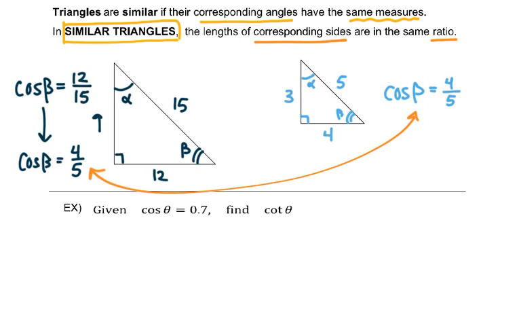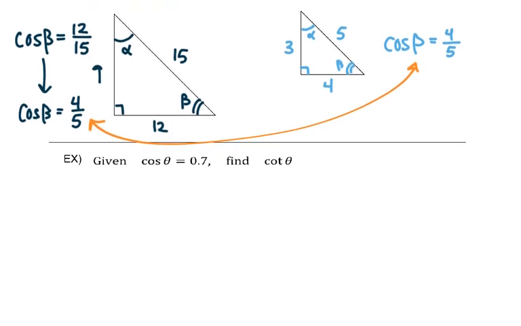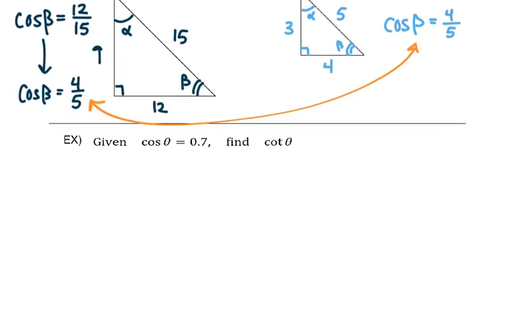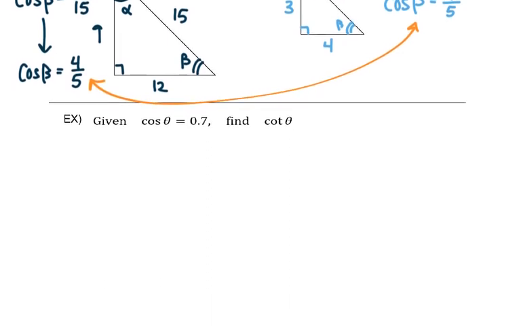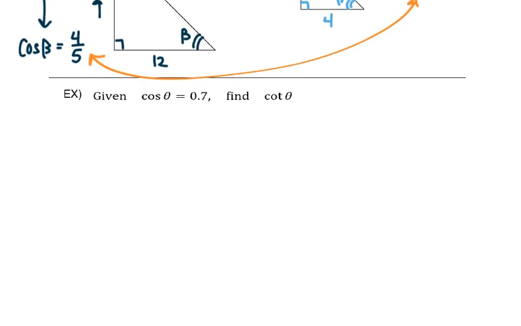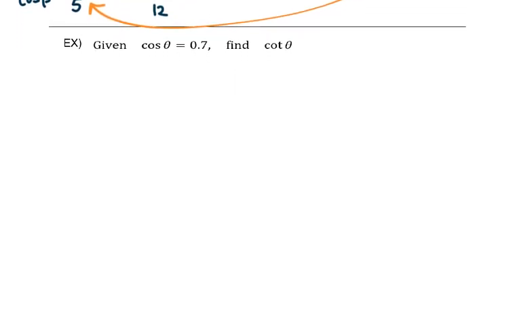All right, let's look at an example. Here we are given cosine theta equals 0.7, and we want to find cotangent theta.